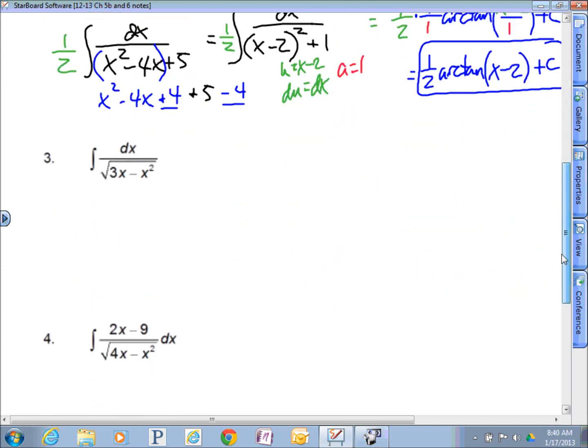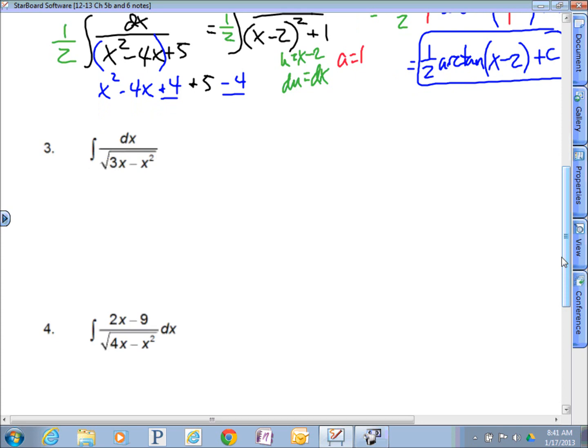Number 3. So number 3, now what we've really got is an issue because u substitution is not going to work, because I'm going to need some extra terms that aren't there. This time, though, it looks like it's probably not an arctangent because of that square root that's there. And generally, when we complete the square, the x squared comes first. So I think what we should do with this one is rewrite it.